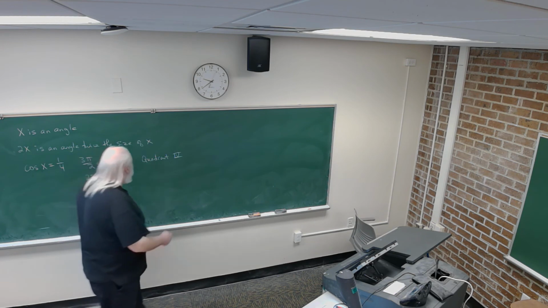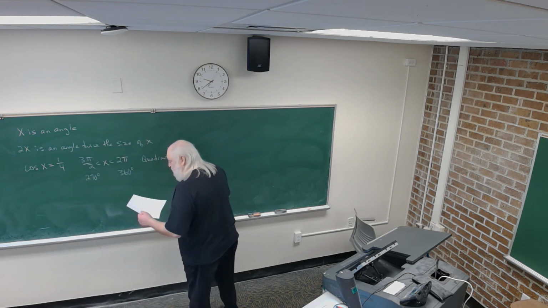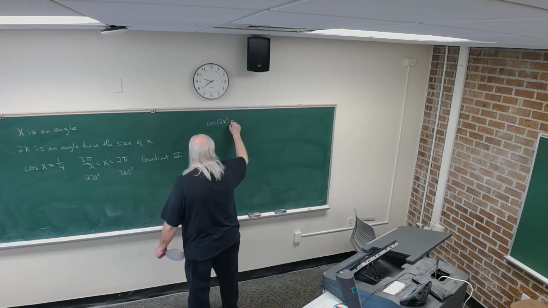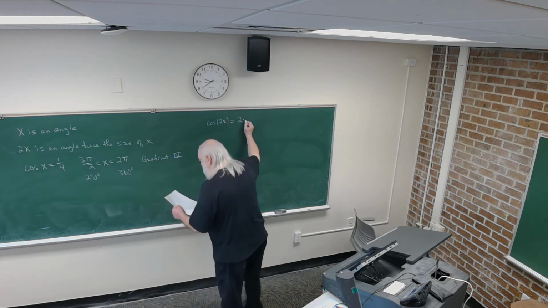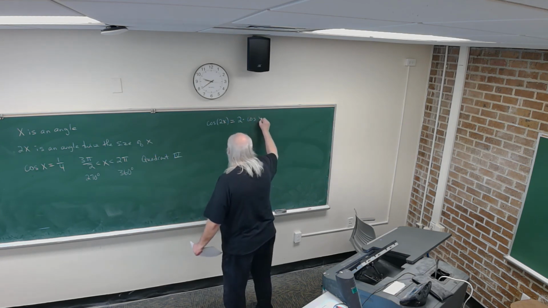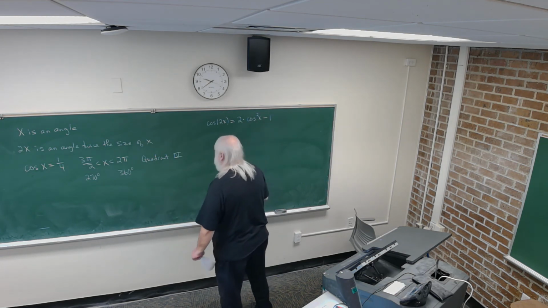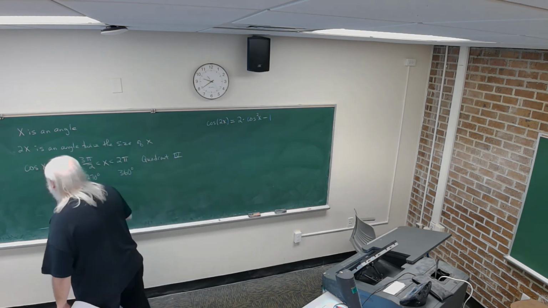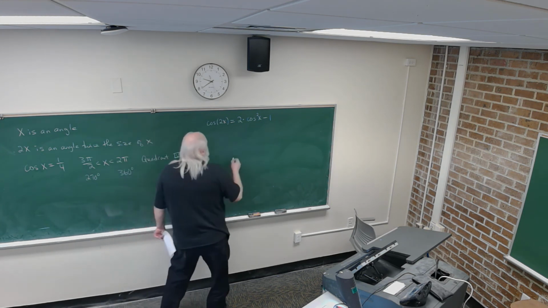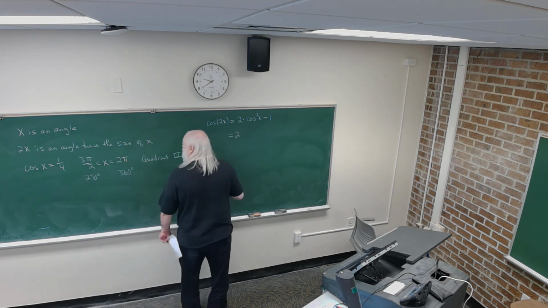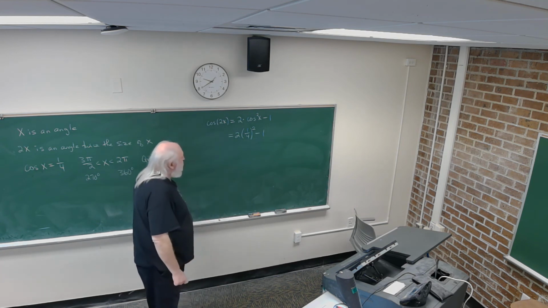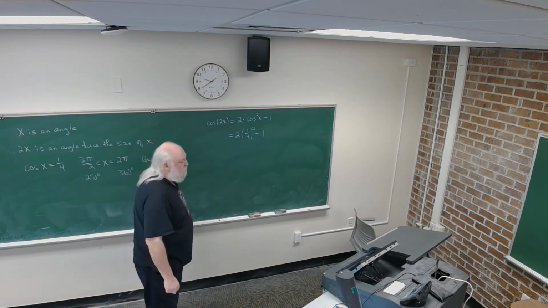Well, you're given the value of cosine x, so the second version of the cosine of 2x is equal to 2 times the cosine of x squared minus 1. We know cosine x, so we can use that version to calculate cosine of 2x. Well, cosine x is equal to 1/4. So cosine 2x is equal to 2 times 1/4 squared minus 1.